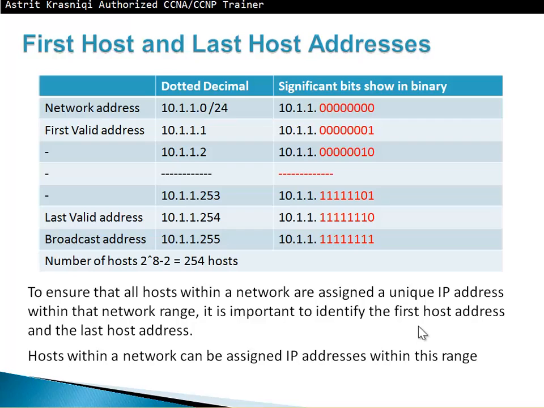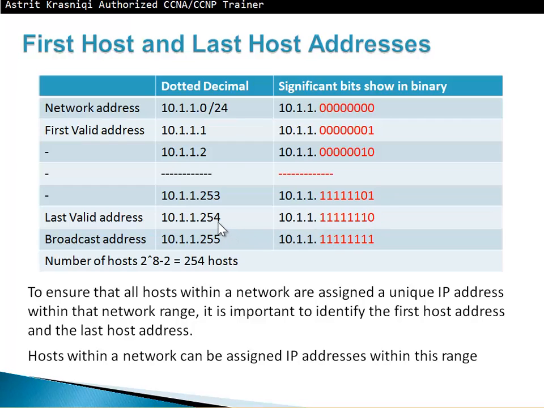First host and last host address. To ensure that all hosts within a network are assigned a unique IP address within that network range, it is important to identify the first host address and the last host address. Hosts within the network can be assigned an IP address within that range. For example, for the network address 10.1.1.0/24, the first valid address is 10.1.1.1. These numbers are in binary, and we have different combinations that we can use until we reach the last valid address, which is 10.1.1 and seven ones and then 0 in the end.